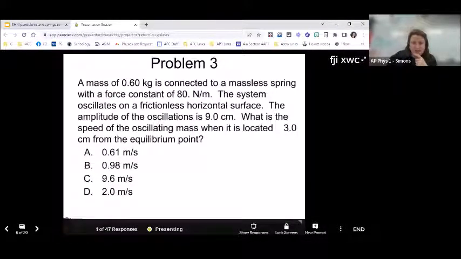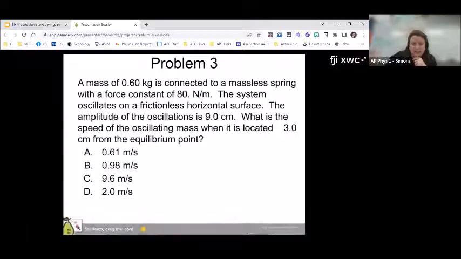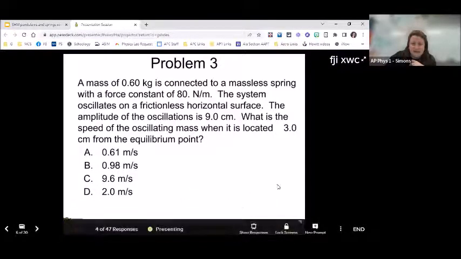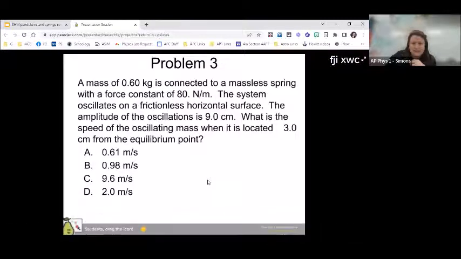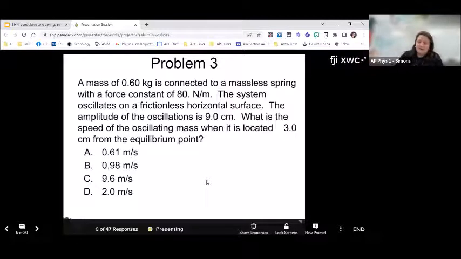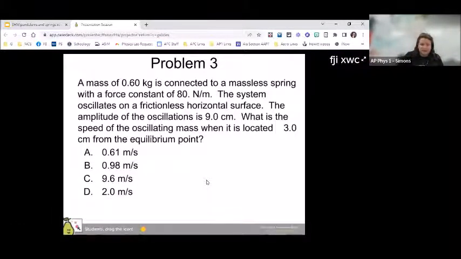All right, now our next one. Mass of 0.6 kilograms connected to a massless spring. We have a force constant, this time that's given to us, of 80 newtons per meter. And this system is oscillating on a frictionless horizontal surface, so it's going back and forth. The amplitude of the oscillations is 9 centimeters. What is the speed when we are 3 centimeters from the equilibrium point? This one's going to take a little bit more calculating, just as a heads up. So if you got some scratch paper there, let's draw it out, figure out what's happening, and when you're ready, you can drag that little hexagon to either A, B, C, or D.